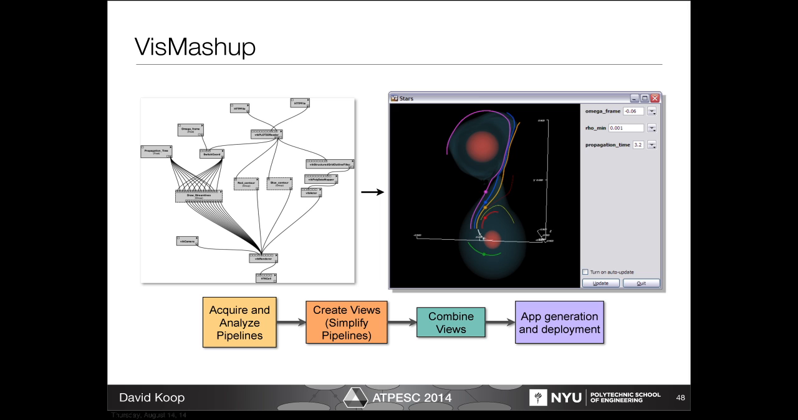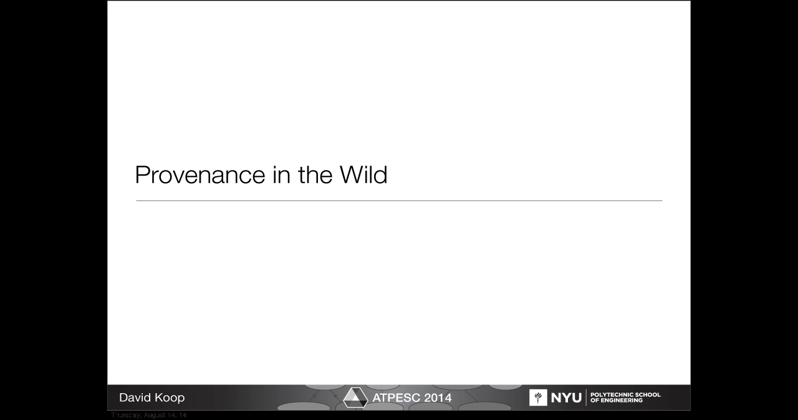And there are some tools to try to make higher level interfaces here with mashups. Okay, so that's querying and trying to make use of provenance information. And then one final thing I'd like to talk about is provenance in the wild.